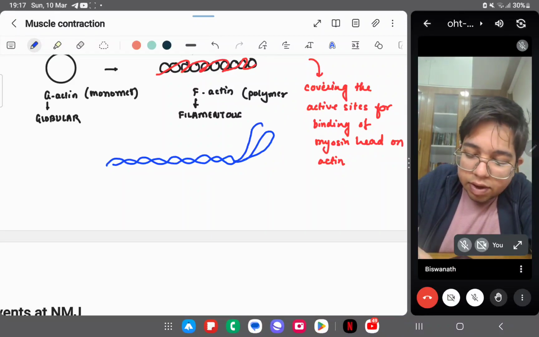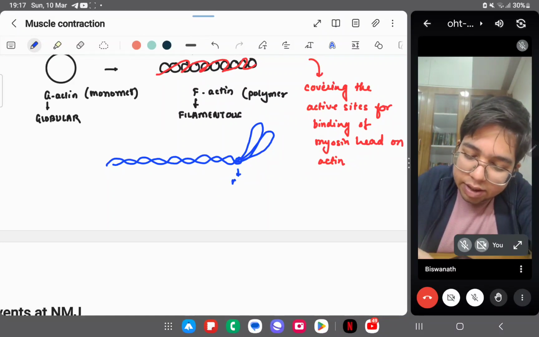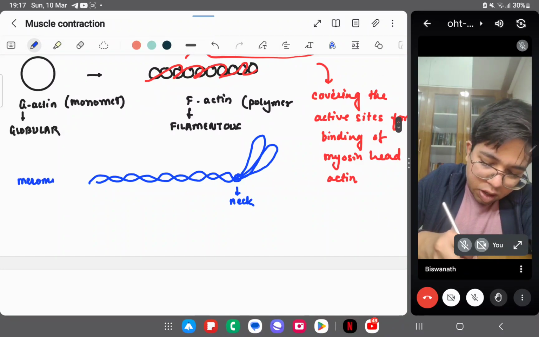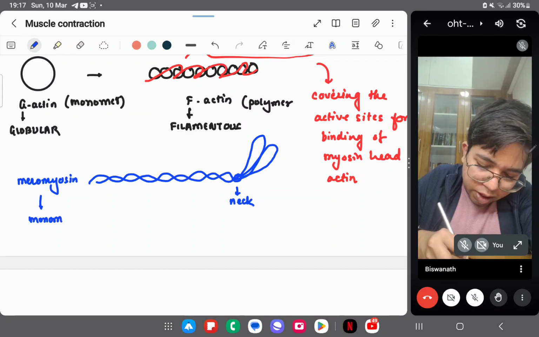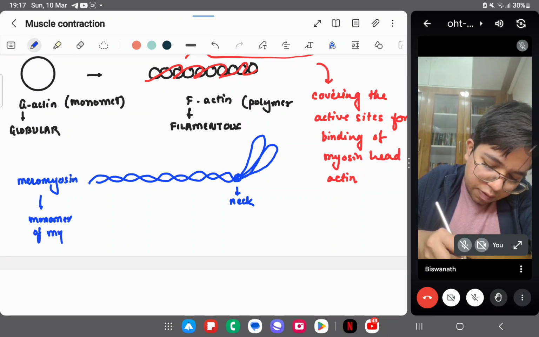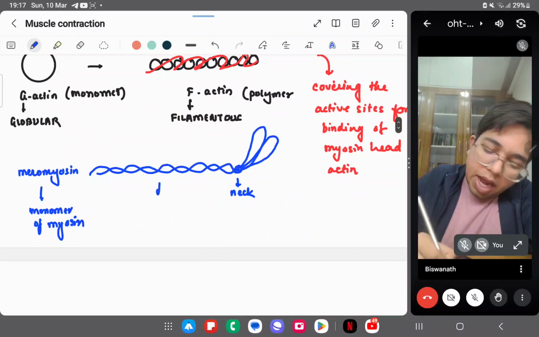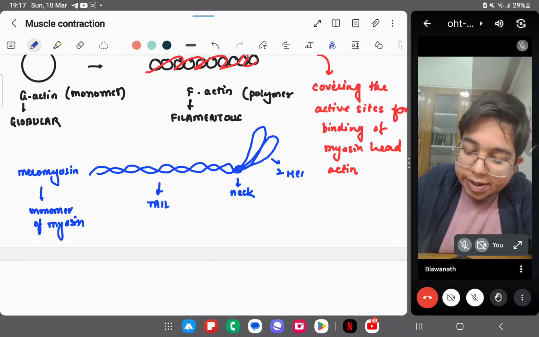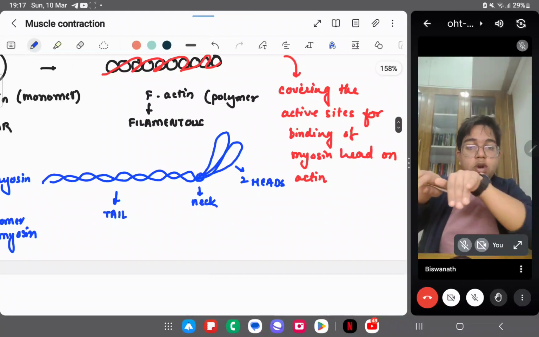And like this, it will have another head like this. Two heads, and here is a neck. This is the neck region. This is the structure of a meromyosin, which is the monomer of myosin. And this part is the tail. It has two heads, like the hoods of two snakes.